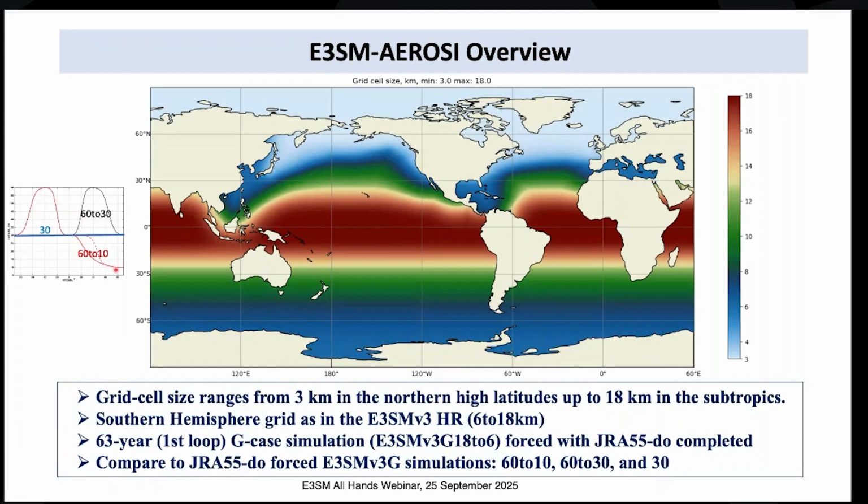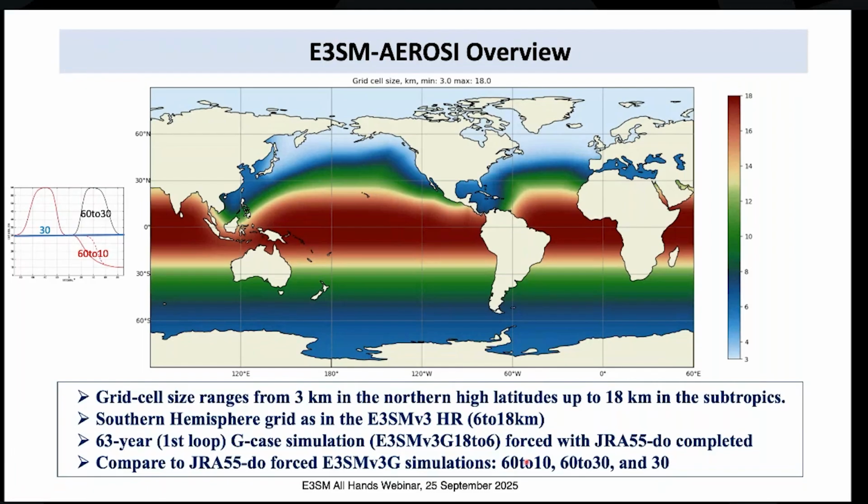And also we have a few comparisons with the standard low resolution V3 at roughly 30 kilometers. So again, as I said, the northern hemisphere goes up to 30 kilometers less, increasing to 18 kilometers in the subtropics. Basically, the results I'm presenting here are from the first loop of 63 years of GK simulations, first with JRA-55, which we completed about 2 months ago. So this is just work in progress. And we have also completed the complementary simulations with V3, 60-10, 60-30, and 30.